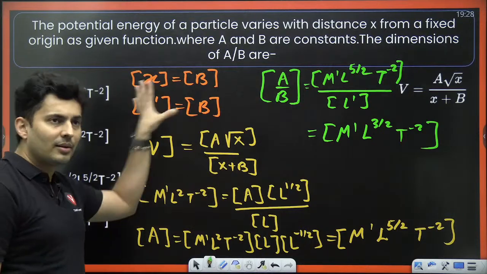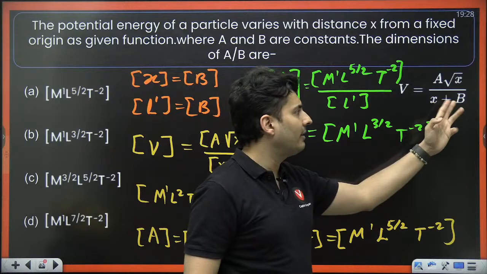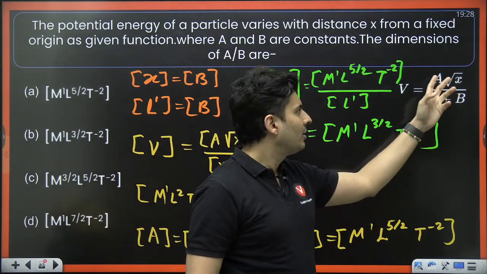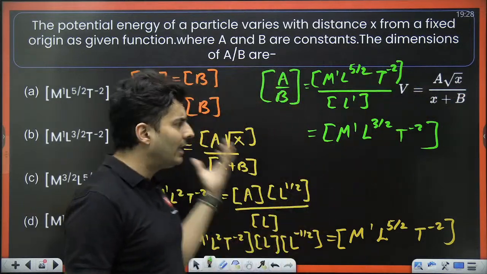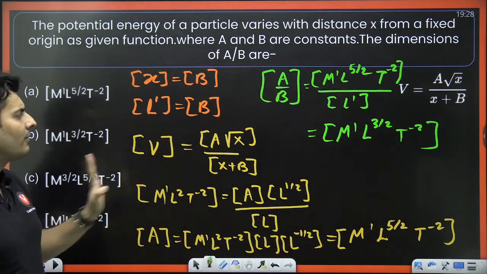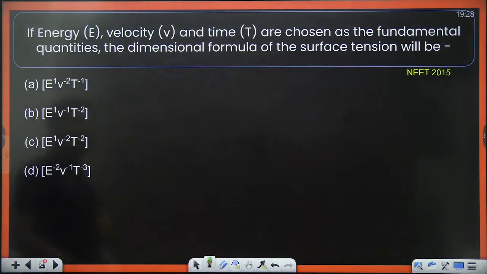Congratulations. So lengthy problem but doable problem. You should see whenever things are added, their dimensions will be same. And numerator by denominator's dimension will be same as the left hand side dimension. That's what I have done over here. Great. Let's go to NEET 2015 question.